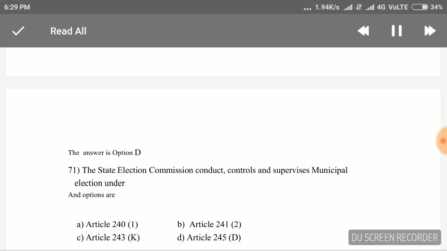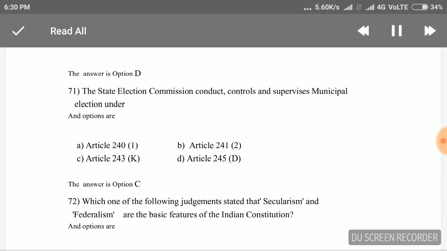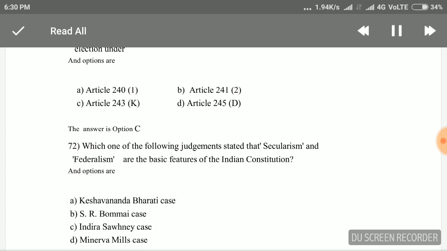71. The State Election Commission conducts, controls and supervises municipal election under, and options are A. Article 241, B. Article 241-2, C. Article 243-K, D. Article 245. The answer is option C.